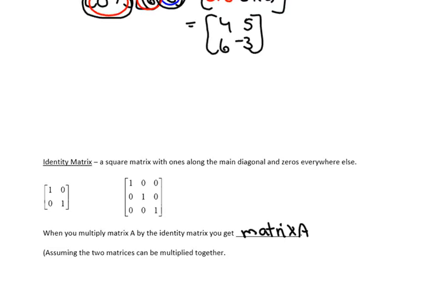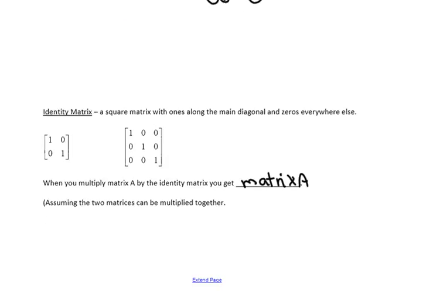Number one, we're assuming the two matrices can be multiplied together, because if they're not, you can't multiply them. But more importantly here, I can write this particular statement also. Any matrix A that can be multiplied by the identity is equal to A, or the identity matrix times matrix A is equal to A. Okay. We will be using that piece of information very, very soon.